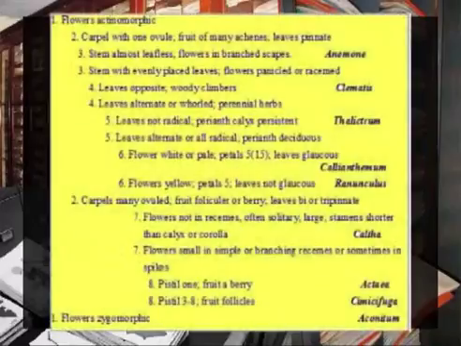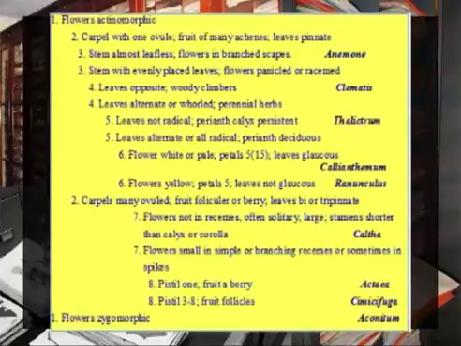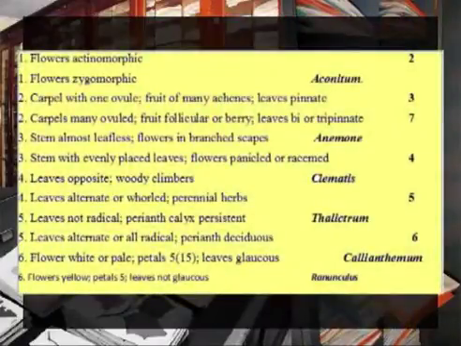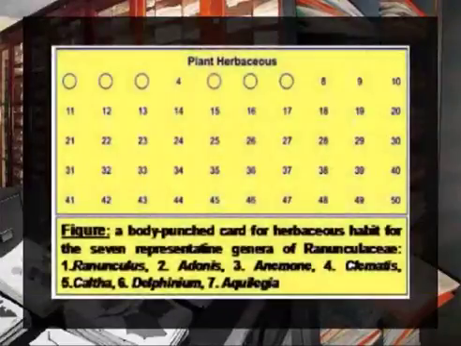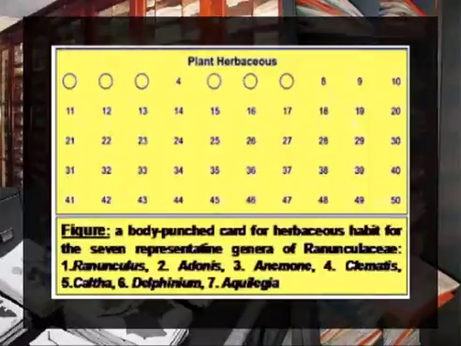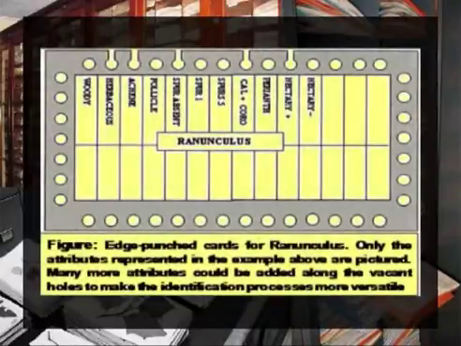Various types of keys and key formats are used in plant identification, such as single access sequential or dichotomous keys, which include indented keys and bracketed keys, also numbered keys, and multi-access or polyclaves, which include body punctured cards, edge punctured cards, and tabular keys. And also interactive keys, which are computer-based multi-access keys.